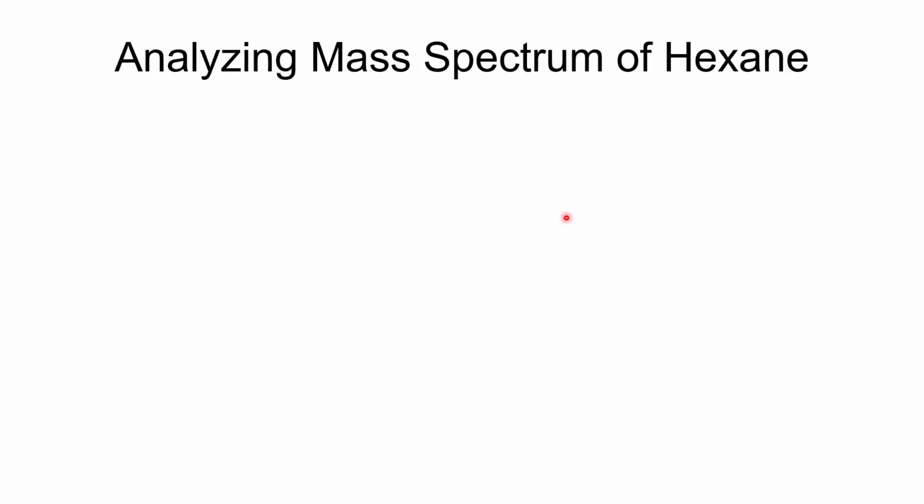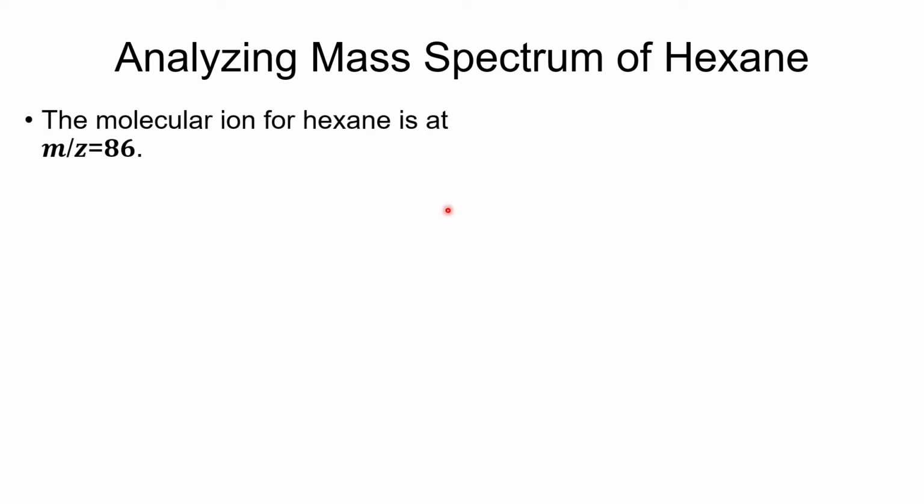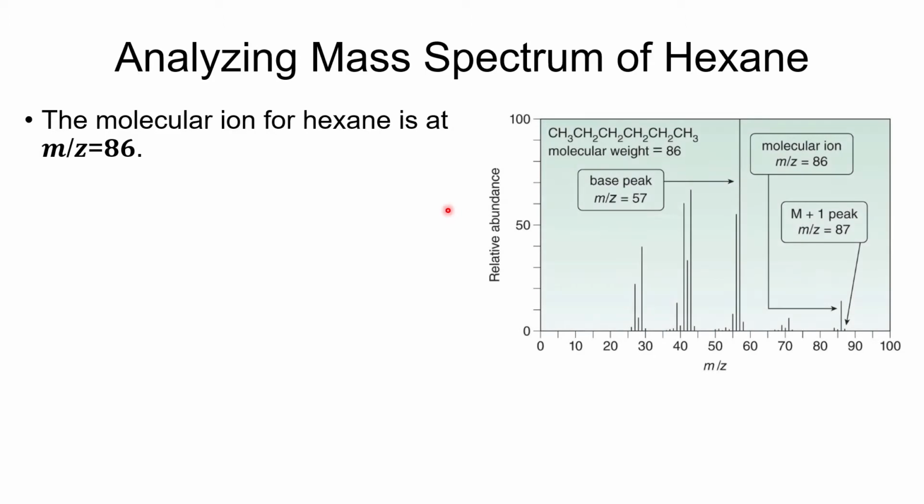So let's analyze a mass spectrum of a common organic solvent. It's used quite often, called hexane. All right, so hexane is C6H14. And if you add it up, the molecular ion should be 86. So C6, so 6 times 12 comes out to 72. And then if you add 14 more for the hydrogens, you'll get 86. And if we look over here, we can see the molecular ion is 86.